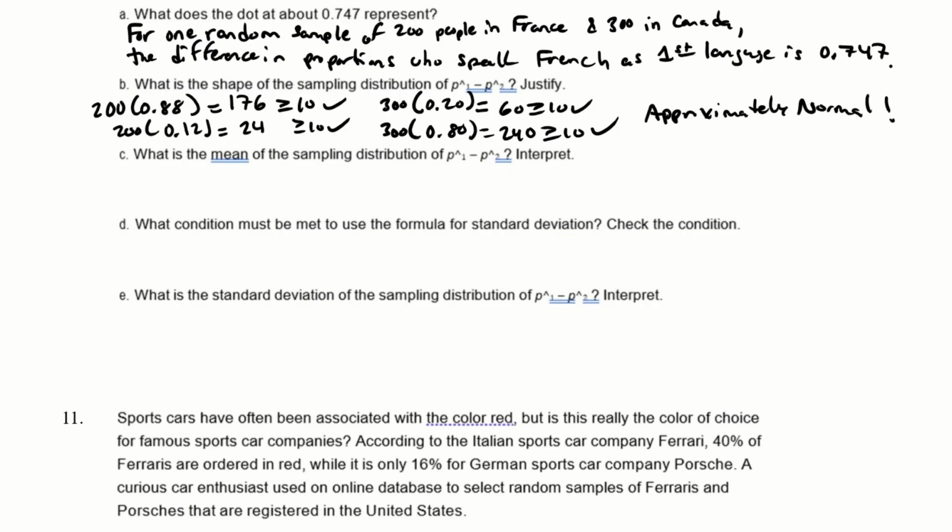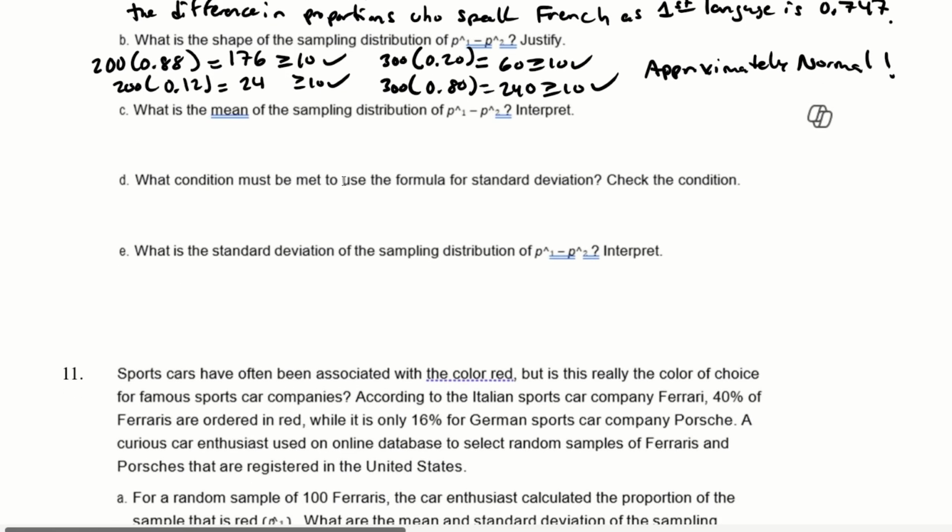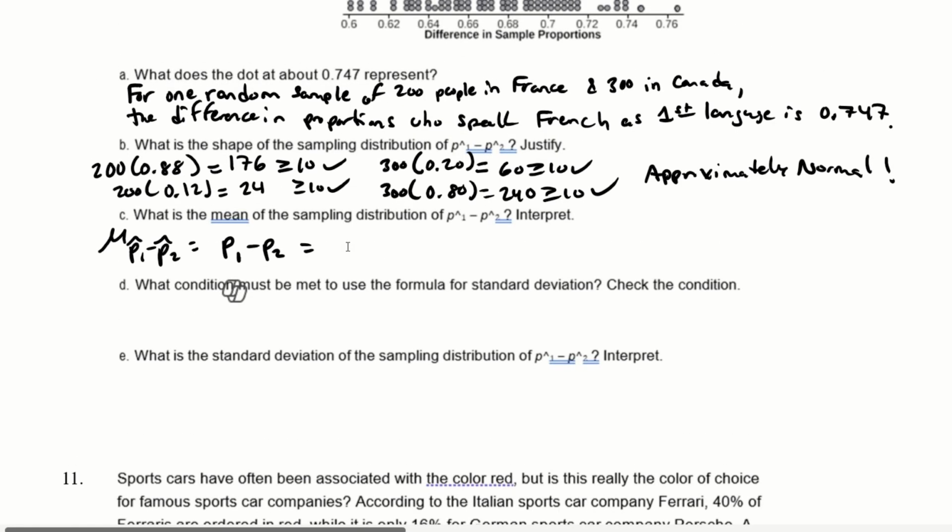All right, so what is the mean of the sampling distribution of p hat 1 minus p hat 2? The formula for that is p1 minus p2. So all you're going to do is take the proportion in France that speak French as their first language minus the proportion for Canada, which is 0.20, and you get 0.68.